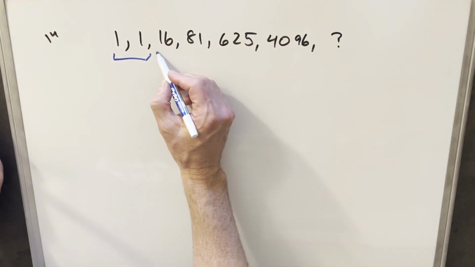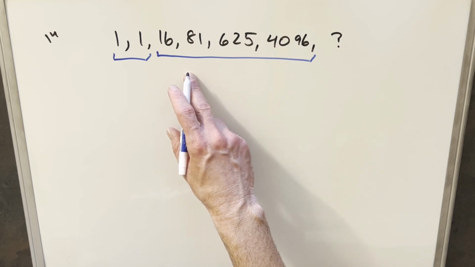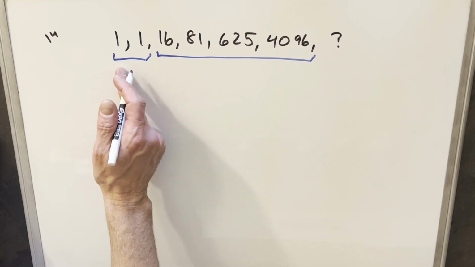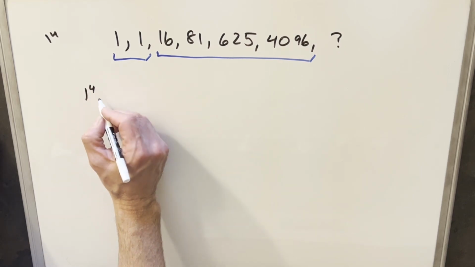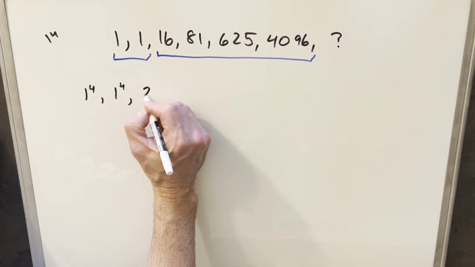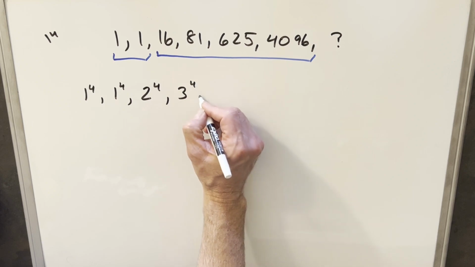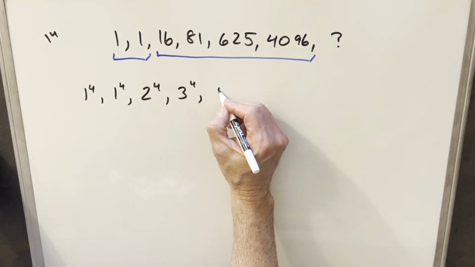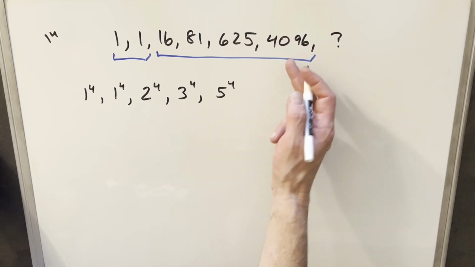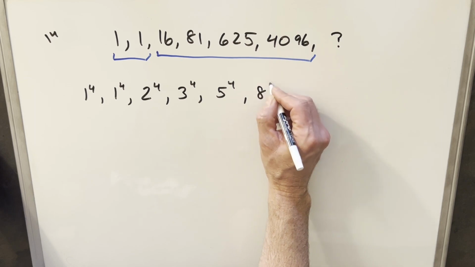But then looking at the rest of it, the thing that jumps out here is these are all whole numbers to the 4th power. Even going back to the beginning of the sequence, 1 can be written as 1 to the 4th, and the next one can be written as 1 to the 4th. This can be written as 2 to the 4th. 81 is the same as 3 to the 4th. 625 can be written as 5 to the 4th. So it's not 1, 2, 3, 4. Then 4096, that's 64 squared. That's the same as 8 to the 4th.